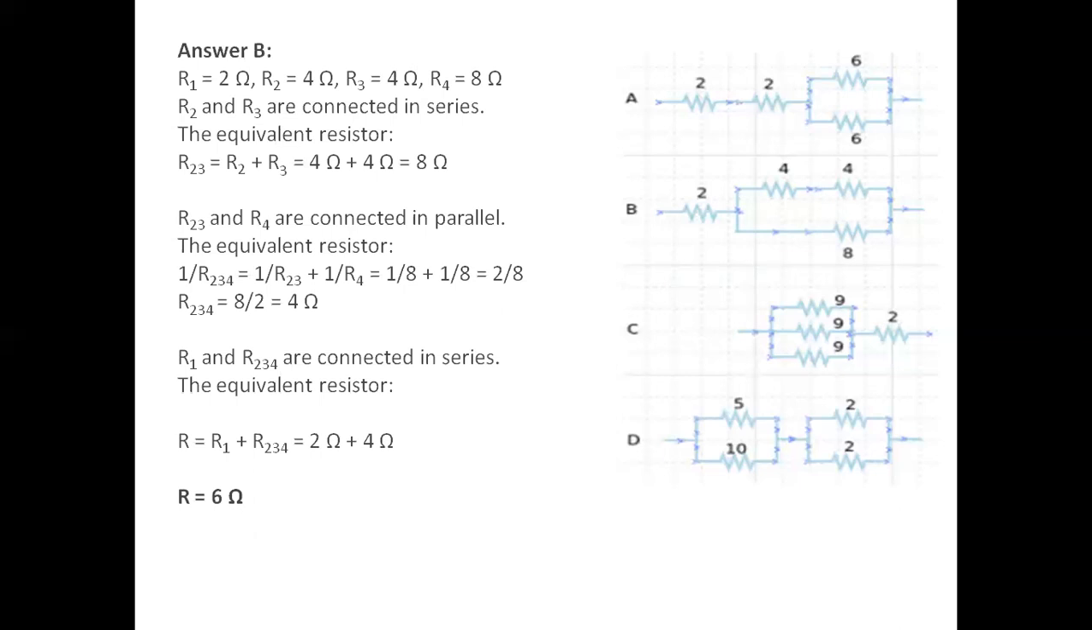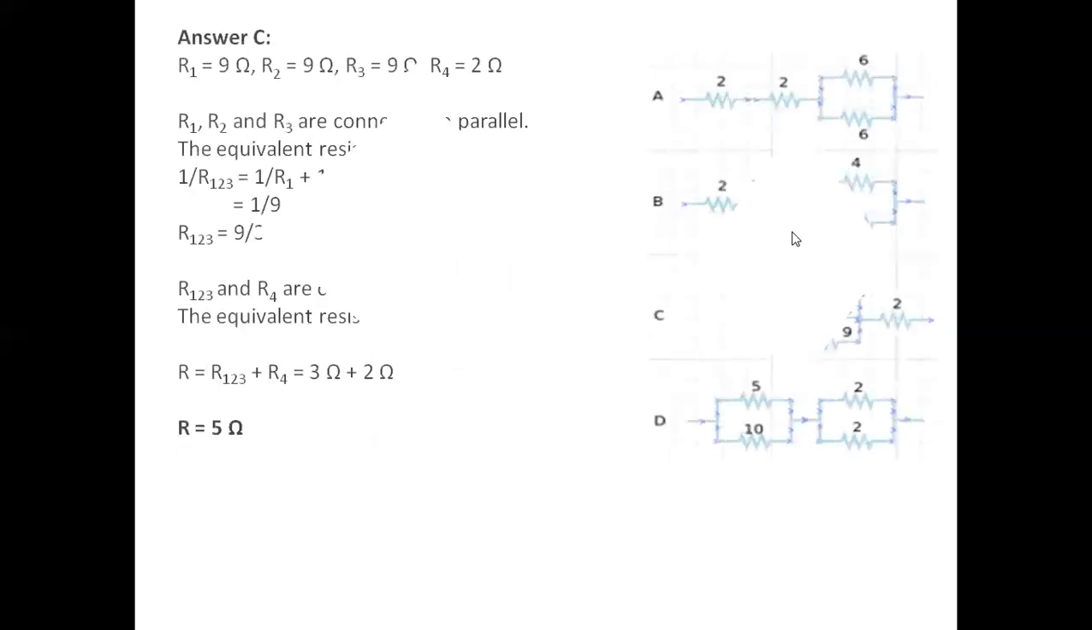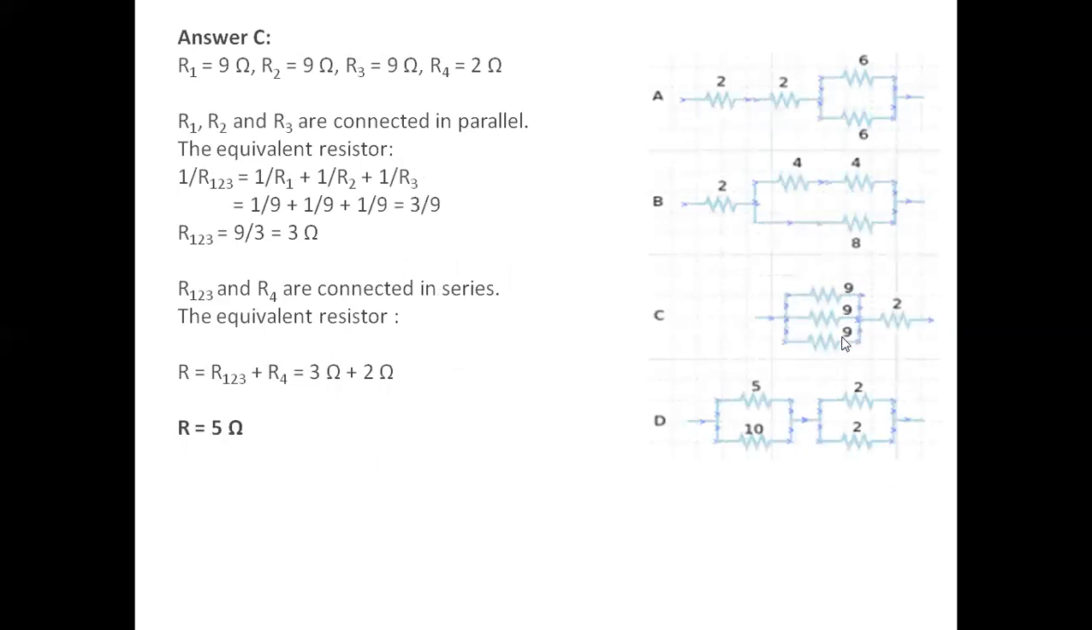Okay. Now we will go for the third one, that is circuit C. In that circuit, we can see here is the circuit. First three resistors R1, R2, R3 are connected in parallel, and R4 is connected in series with this. First these three are connected in parallel, so we'll take them here: 1 over R1 plus 1 over R2 plus 1 over R3 equals 1 over R1,2,3.